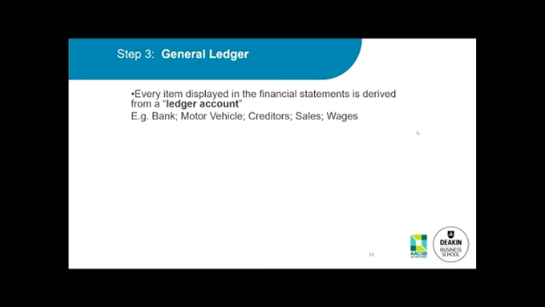Right, next thing is the ledger. So from the journals, we post to the ledger. So the ledger is a record of each item in our financial statement. So we have a ledger account for bank, we have a ledger account for motor vehicles, creditors, wages, salaries, sales, whatever. Every single account that we talked about, you have a ledger account for.